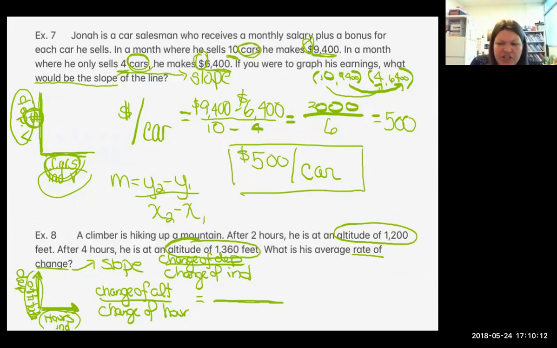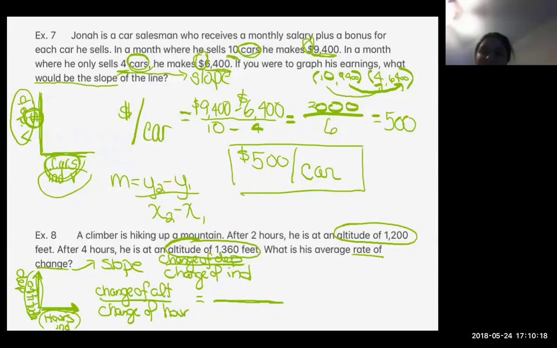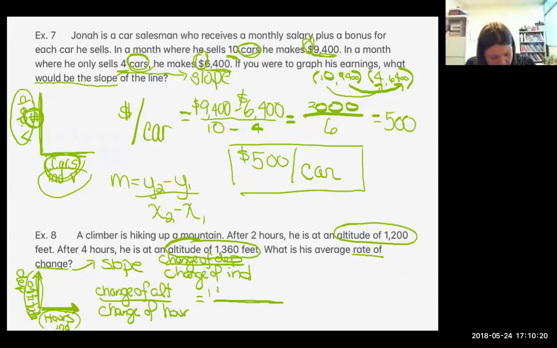So to figure out how much I changed, how could I do that? Do you remember what math operation will give me change? Minus. Exactly. I'll take my new one, 1,360. I'll subtract my old one, 1,200. So it reflects the fact that I'm going up. So that would, of course, be 160.